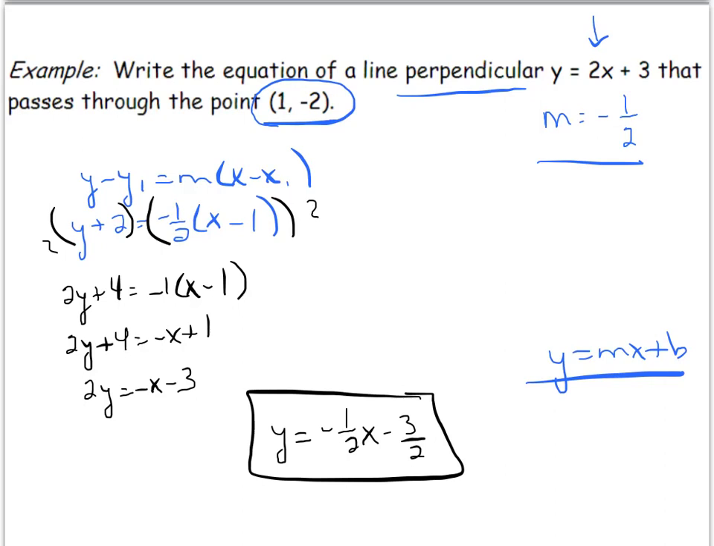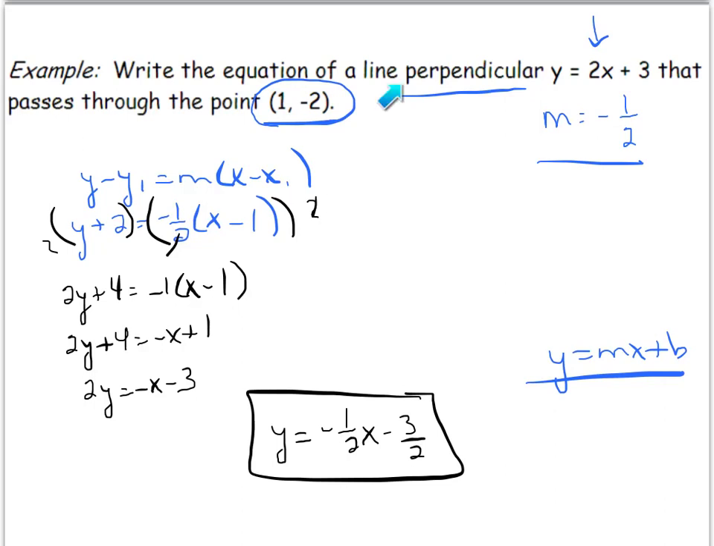Okay, leaving it 2y plus 4 over here. Remember, because of the multiplication, the 2's just end up canceling each other out. So you end up with negative 1 times the x minus 1. Now you distribute to get negative x plus 1. We're going to subtract the 4. That gives me the negative 3 here, and then divide everything by 2. So your equation is y equals negative 1/2 x minus 3/2.